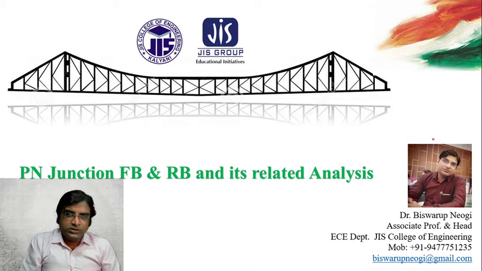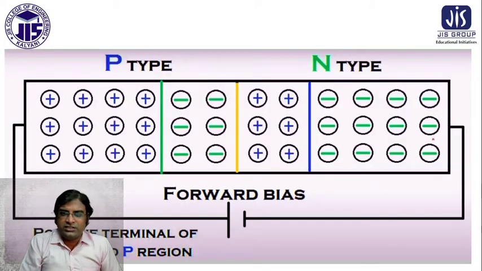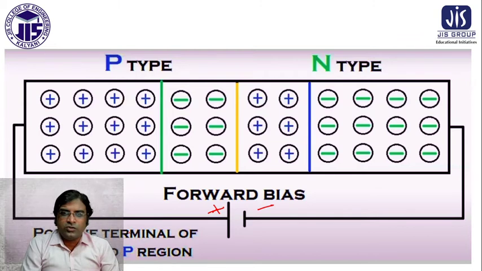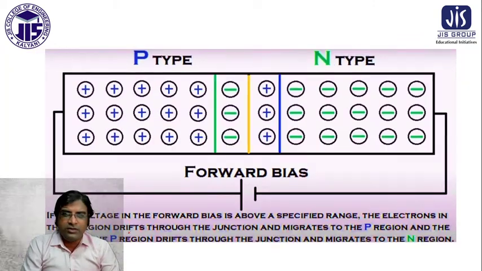First of all, I hope all of you know this is the PN junction. In the case of the PN junction, if we connect the positive terminal of the battery to the P region and the negative to the N region, then current flows. This is the forward bias condition of the diode.